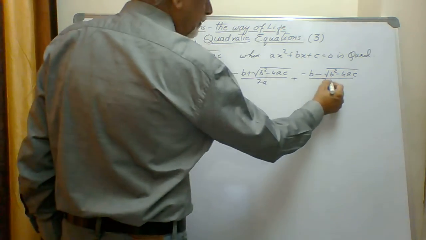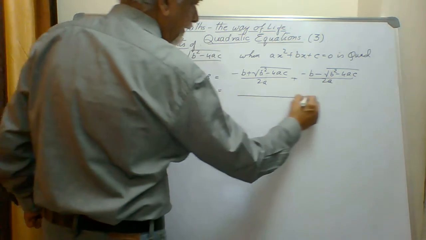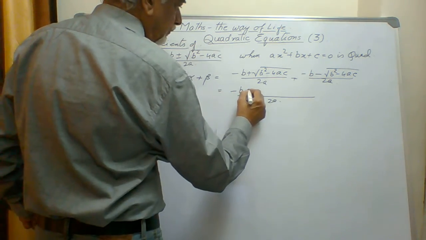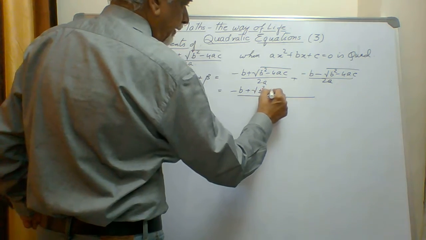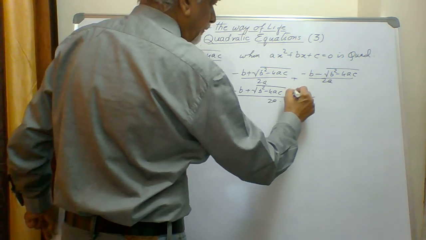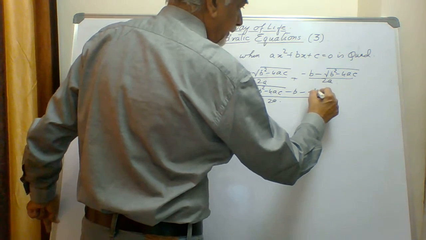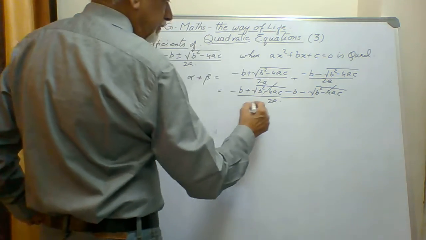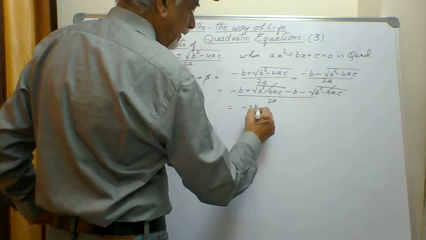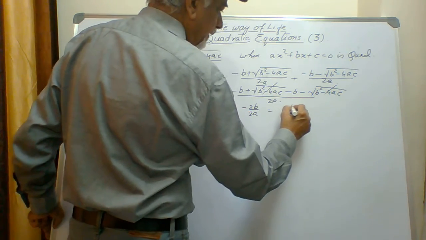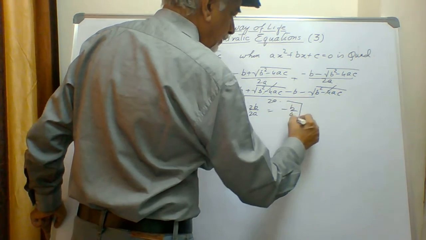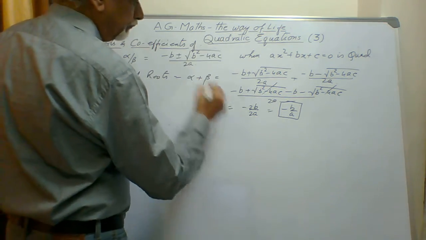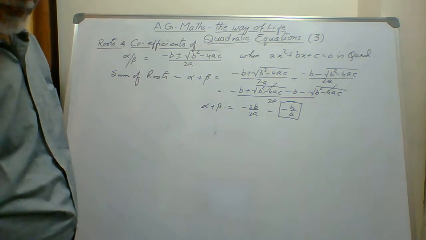When you simplify these two terms, the LCM I get is 2a, and writing these terms over the LCM, I find two terms get cancelled and we are left with only the real terms without root. So this cancels with this, and I am left with minus 2b by 2a, which is written as minus b by a. Minus b by a is nothing but alpha plus beta. That is one of the relations established.